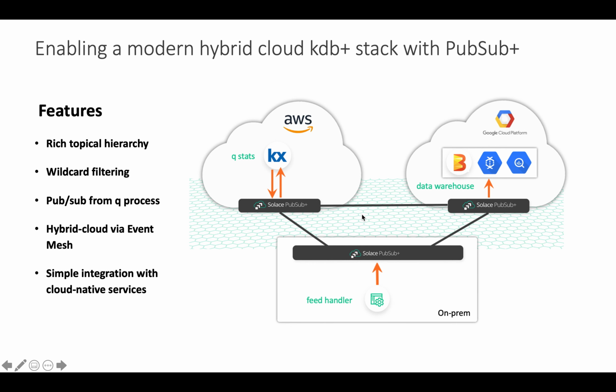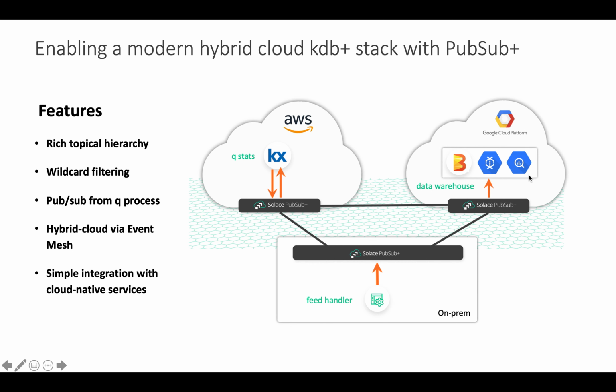Then I have a separate Solace Cloud deployment in AWS as well, and I have a q stats process running in AWS as well on an EC2 instance, which will be consuming data for only US securities from Solace, and then writing the stats back to the broker. Finally, my GCP pipeline, my Apache Beam pipeline, will be consuming that data from the same cloud instance of the PubSub Plus broker and then writing it to BigQuery.